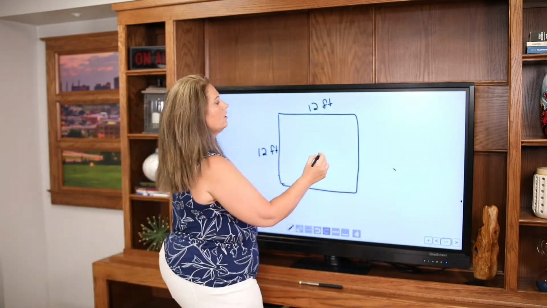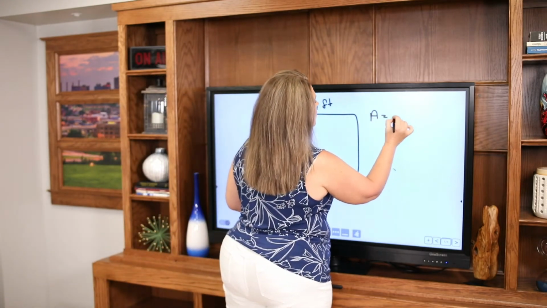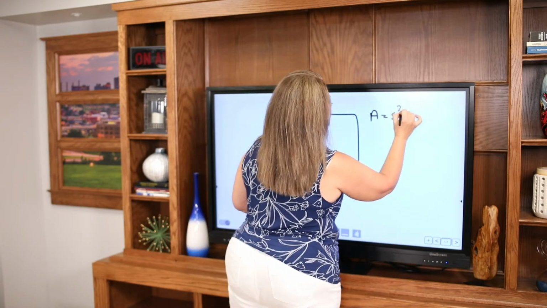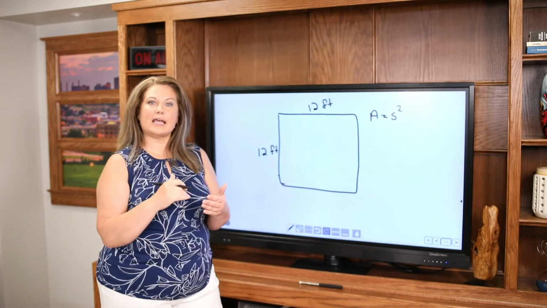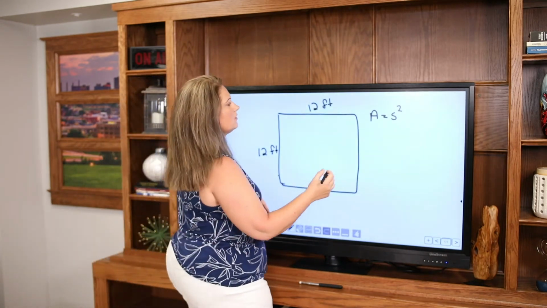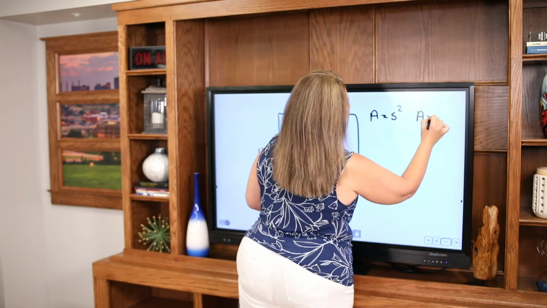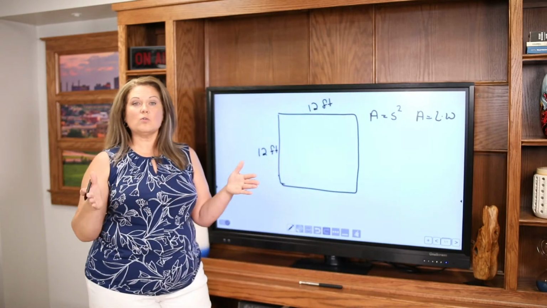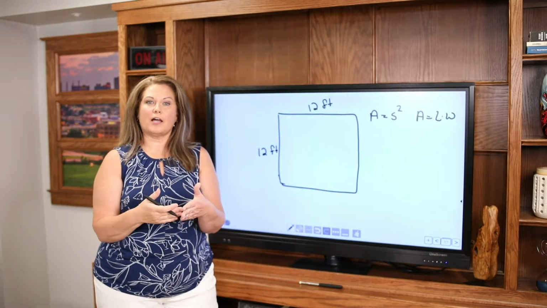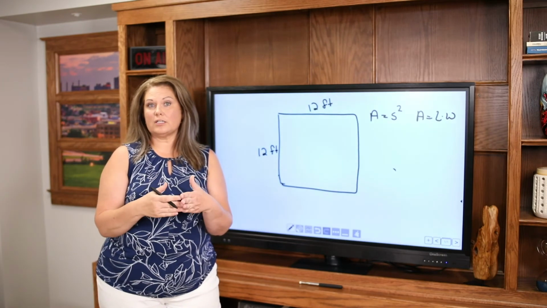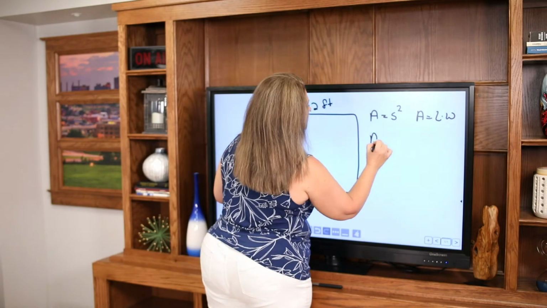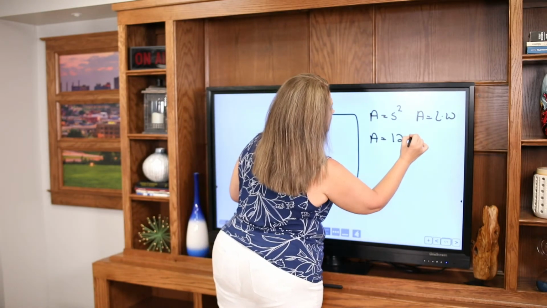Because it's a square, we can do area equals side squared. Remember, side is the same thing as a length or a width. Or we can say length times width. Either way is going to get you the final product. Depends on which way you think is faster. So when we do this, our dimensions are 12 by 12.